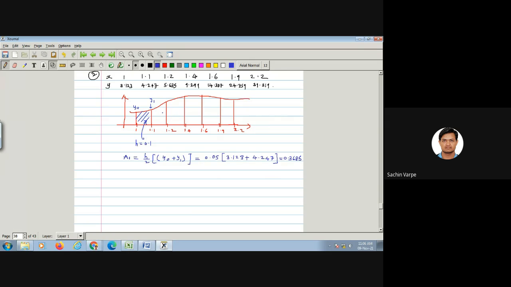Similarly, we can get the area of this strip, A2. So what is A2 then? A2 is the same, h by 2 times the sum of the first and last ordinate. The first ordinate here is y1 and the last ordinate is y2. So that is 0.05 into 4.247 plus the next, 5.635. So how much is this? Is it 0.4941?